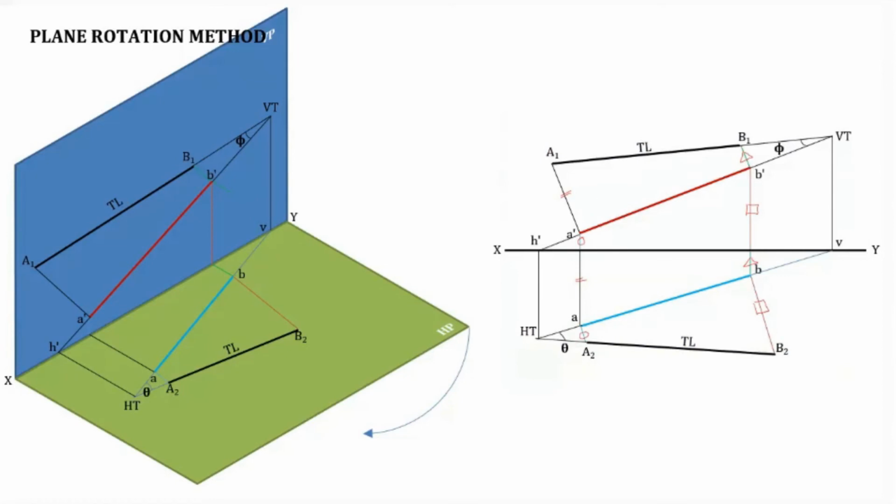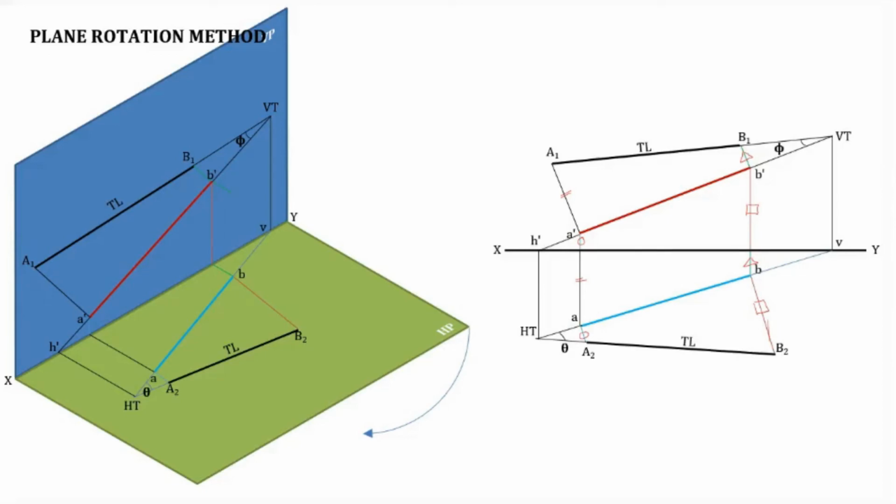So this is the condition where the distance of A dash from XY is equal to the distance of A from A2. The distance of A from the XY line is equal to the distance A1 A dash. The distance of B dash from the XY line is equal to the distance B2. The distance of B from the XY line is equal to the distance B1 B dash. So this is another reference figure, or base figure, which is used for the plane rotation method.